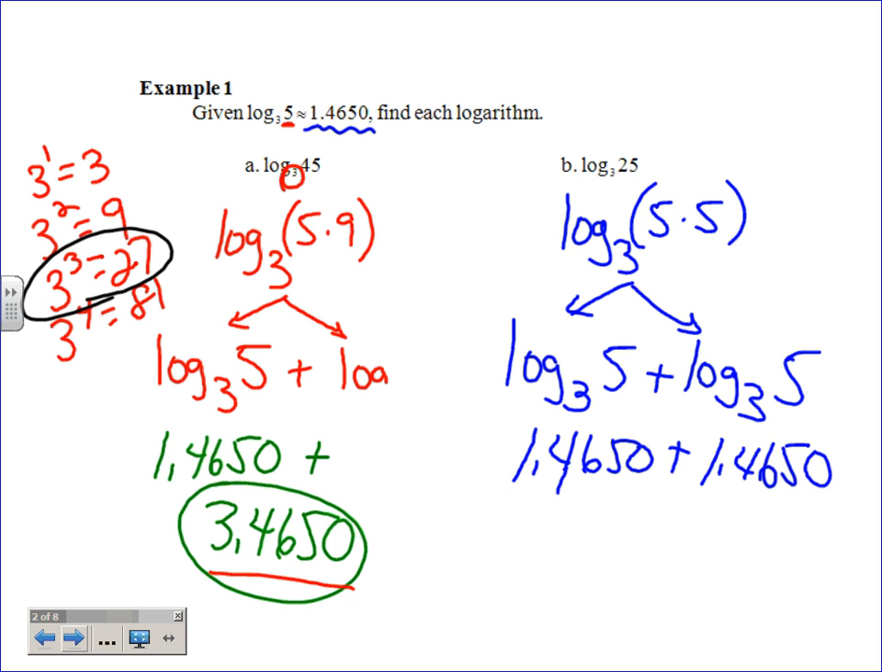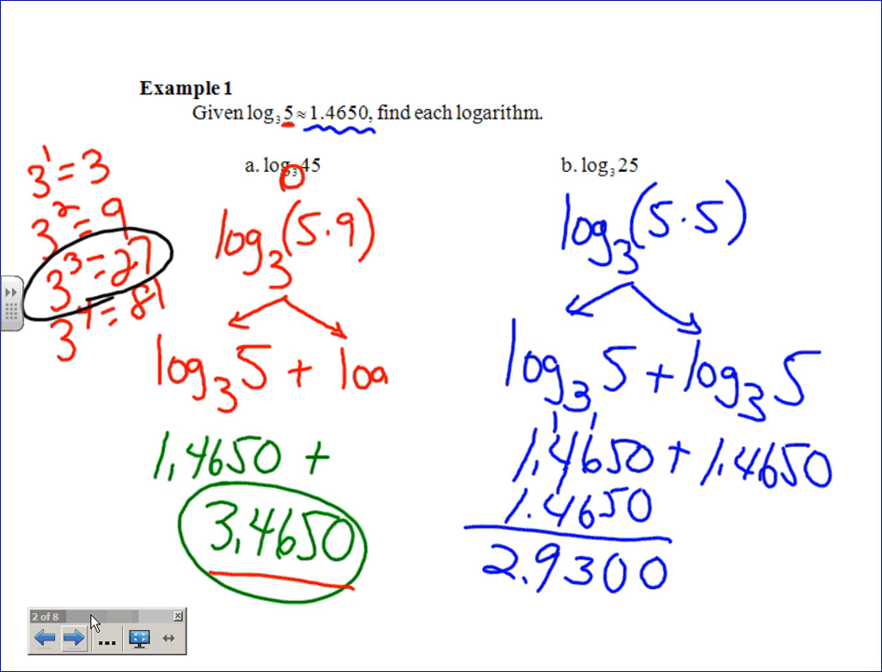But if you need to, you can just write them right underneath each other. Line up your decimals, of course. 0 plus 0 is 0. 5 and 5 is 10. Carry the 1. Did that come out to about where we were guessing? Little less than 3. Very believable.